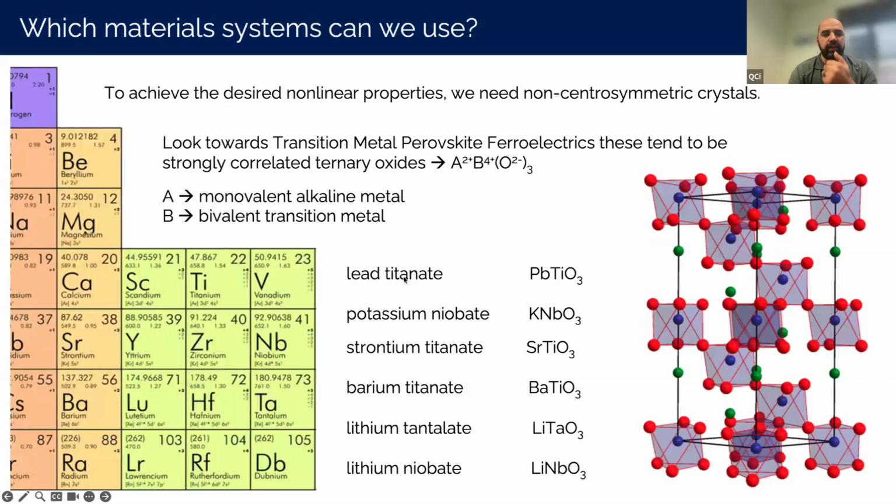So if we look at the periodic table and ask what materials can be used to do this, these tend to be non-center-symmetric crystals. Something like transition metal perovskites have all the required properties that I mentioned. And these are materials like barium titanate, lithium titanate, and lithium niobate.